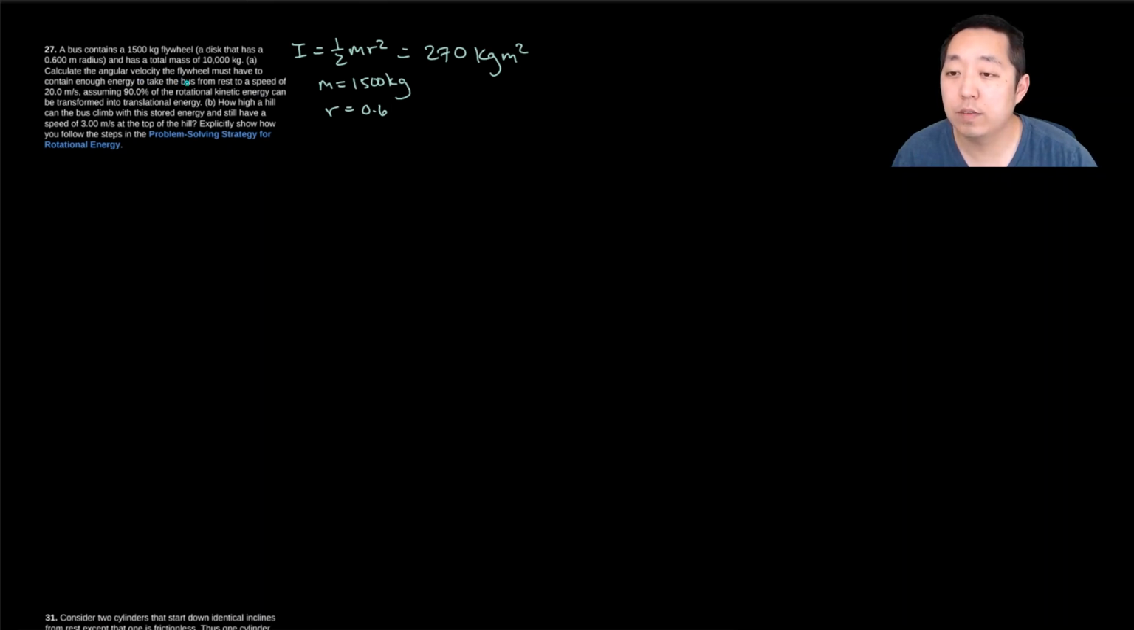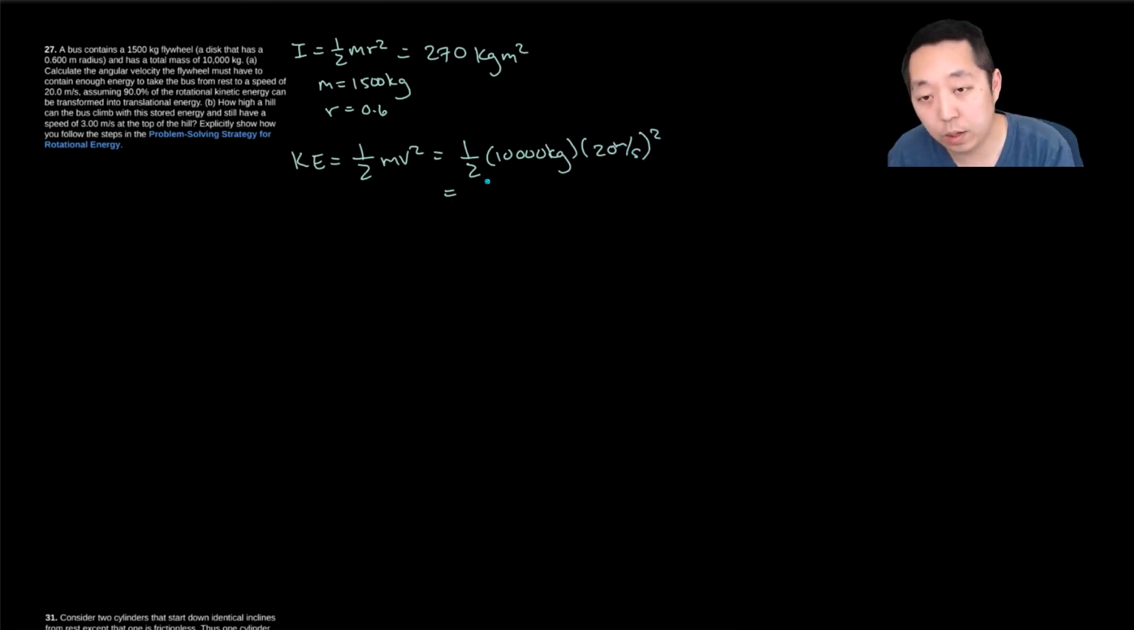Calculate the angular velocity the flywheel must have to contain enough energy to take the bus from rest to a speed of 20 meters per second, assuming 90% of the rotational kinetic energy can be transformed into translational energy. Okay, so what I'm trying to get the bus to is a total kinetic energy of 1/2 mv squared. And that total is 1/2 times 10,000 kilograms times 20 meters per second squared. That's sort of the setup of the problem. How are we going to get up to this speed? Times 20 squared. And that's equal to 2 times 10 to the 6 joules.